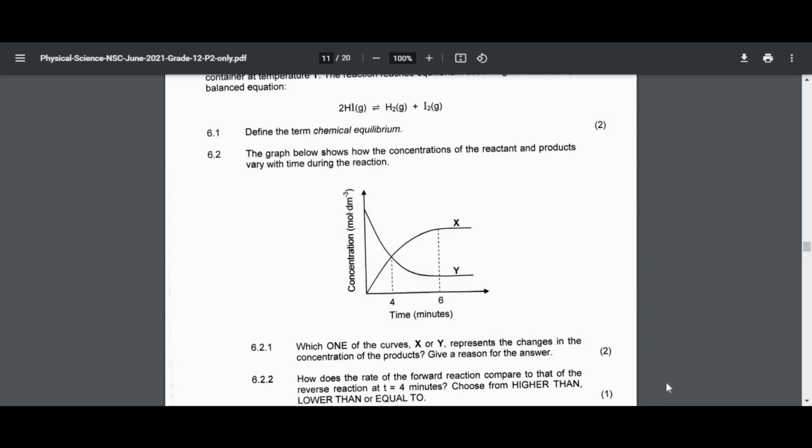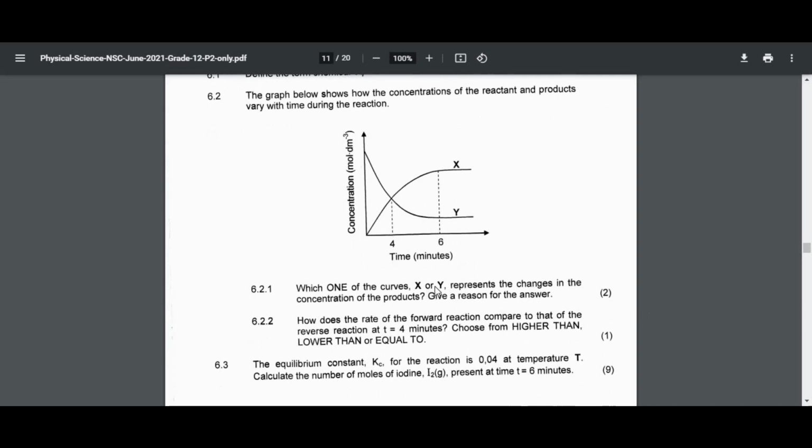And then 6.2, the graph below shows how the concentrations of the reactant and products vary with time during the reaction. We've got concentration versus time. And they ask which one of the curves, X or Y, represents the changes in concentration of the products. Give a reason for your answer. Well, just off the top of my head, it looks like X, because the concentration of the products definitely increases over time. The concentration of the reactants decreases over time.